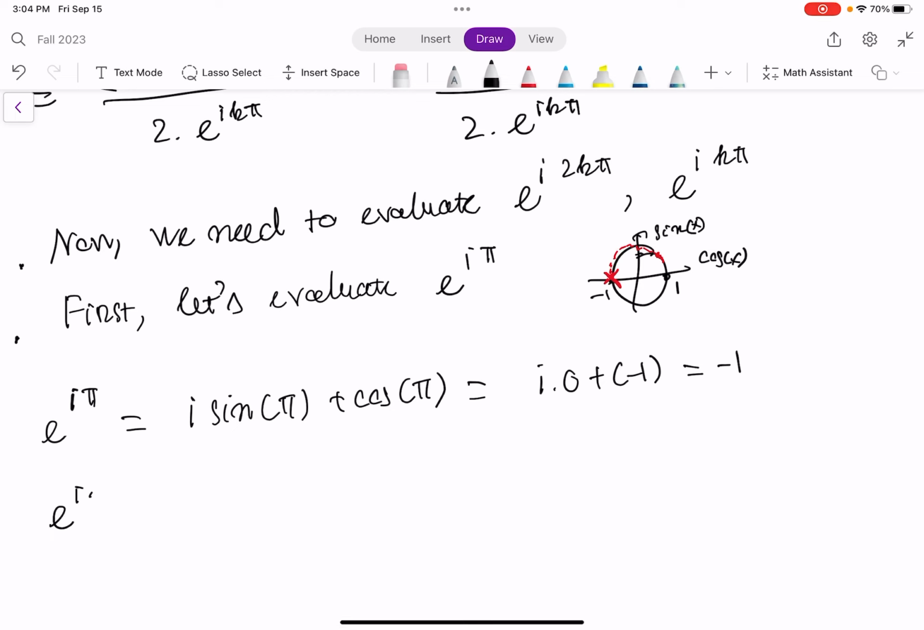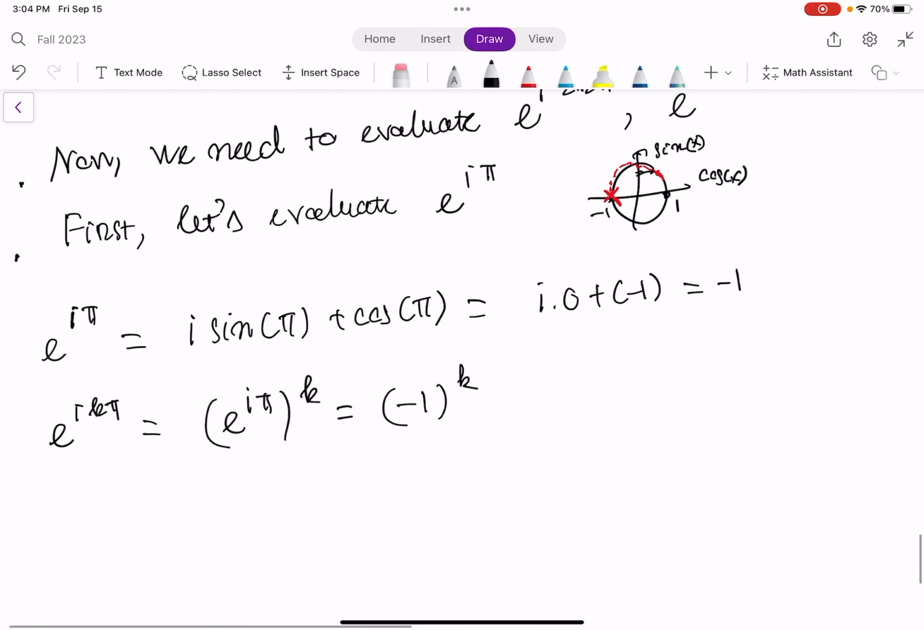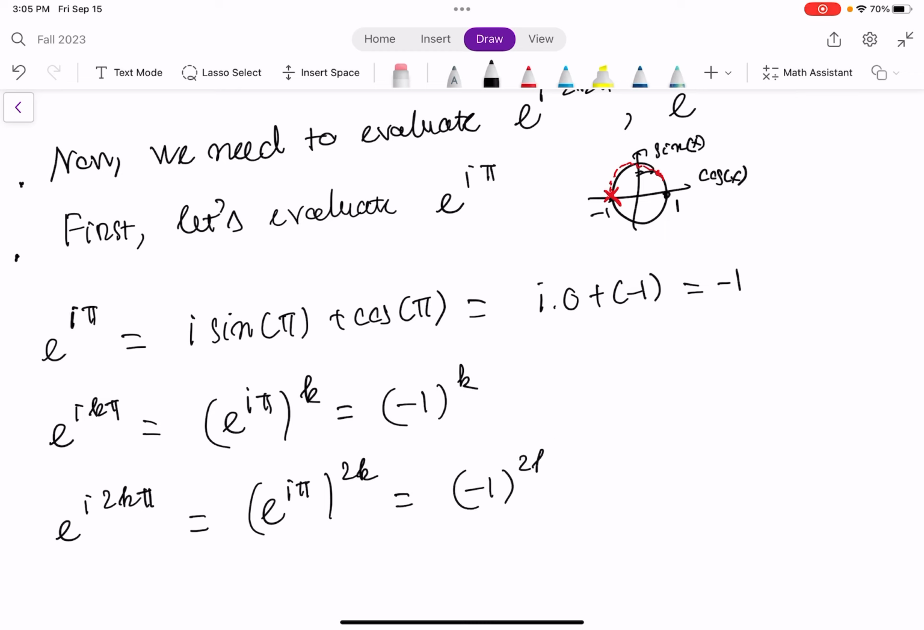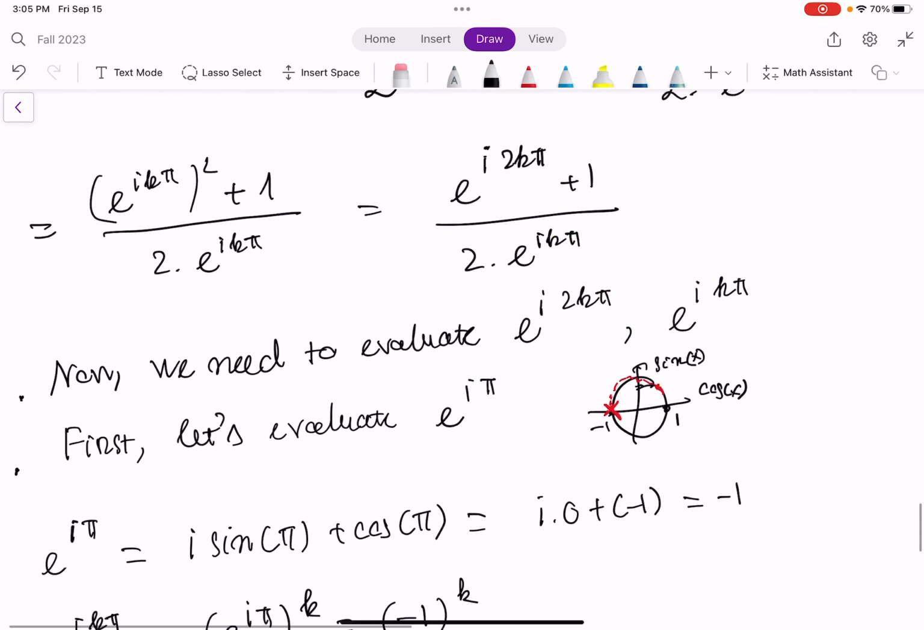e to the power ikπ will be e to the power iπ to the power k, which is negative 1 to the power k, since we already showed that e to the power iπ is negative 1. e to the power i2kπ is just going to be e to the power iπ to the power 2k, which is negative 1 to the power 2k, with negative 1 to the power 2 first, and then k, which is 1 to the power k, and which is 1. Okay, so we come here, we can plug into our sum.